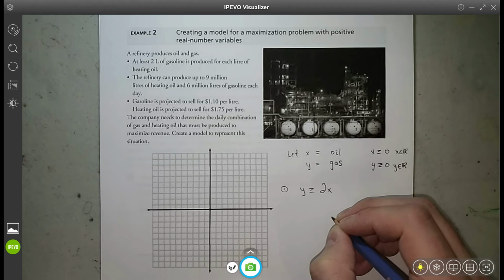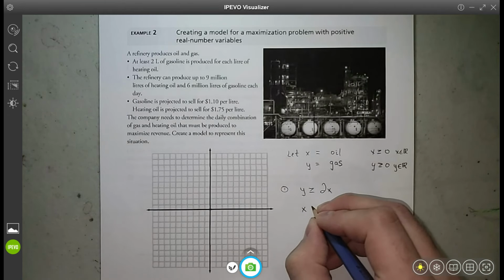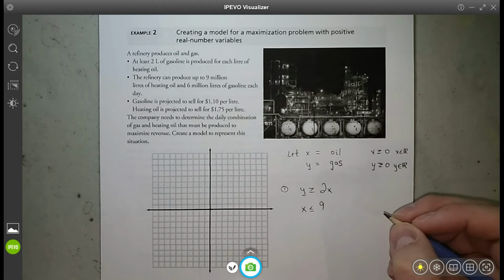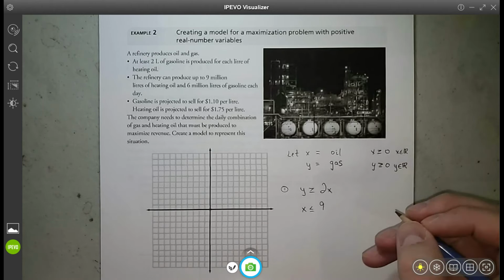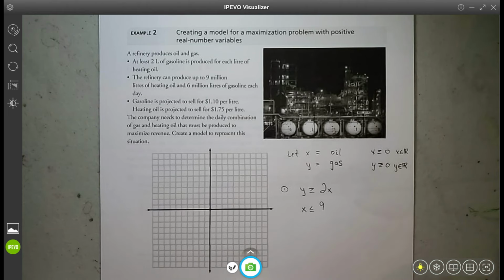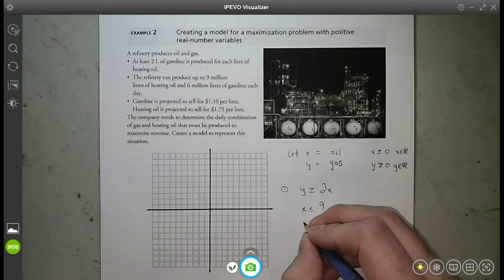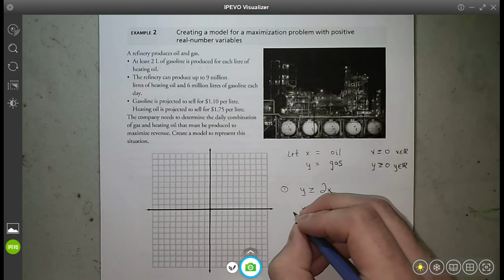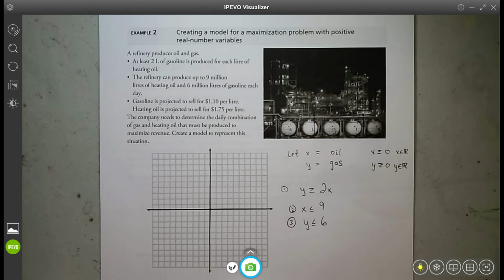The refinery can produce up to 9 million liters of heating oil. So oil will be less than or equal to 9 million. And for this question, we'll just write down 9. We'll leave the millions out for now. And 6 million liters of gasoline each day. So there's 2 and 3. So we have 3 different equations that we're going to have to graph.